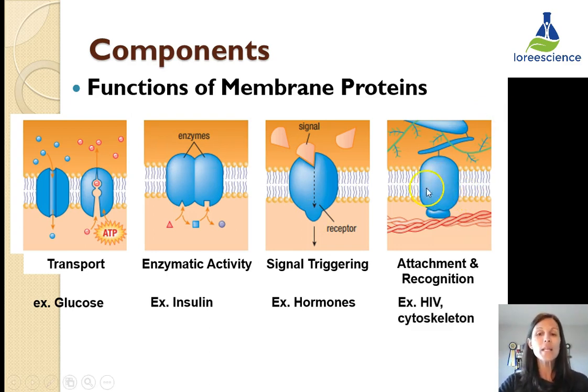What can happen is these proteins can bind to the cytoskeleton and can cause movement of the cell or portions of the cell, or they can self-identify a cell as a particular type of cell or belonging to a particular organism. So this is seen in HIV and as part of the cytoskeleton.